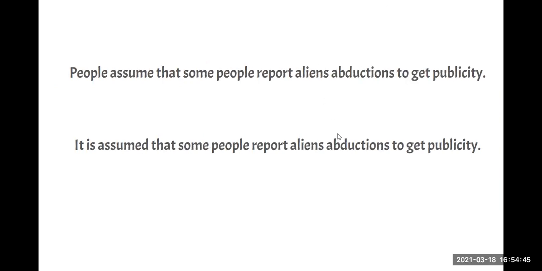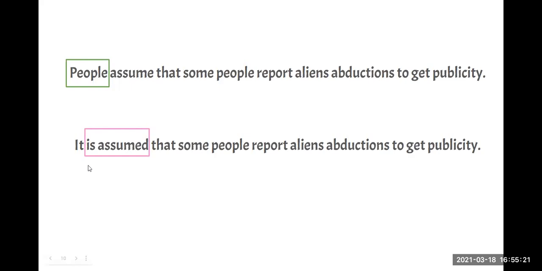We are going to analyze these two sentences, okay? In the first one, we are focusing our attention on the subject. In this case, the subject of our sentence is people, okay? People is the one who does the action, right? The subject is the one who does or performs the action. So in this sentence, we are saying that people assume. So people are the ones who are doing the action, right?